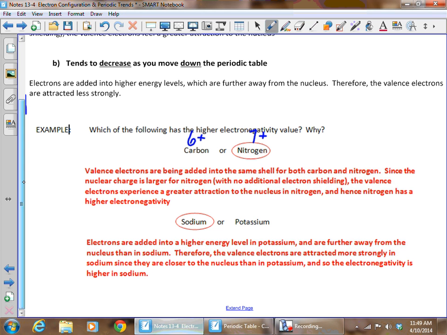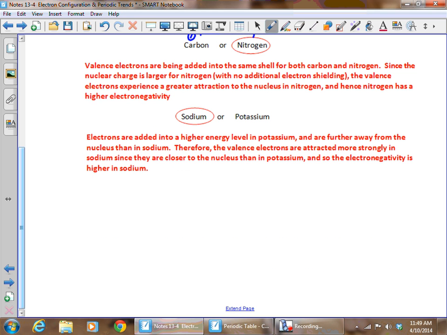Now if we're looking at the difference between sodium and potassium, there's a huge difference in distance for those outside electrons. Sodium has 3 energy levels, potassium has 4. So that valence electron in the third energy level for sodium is going to be closer than it is for potassium. Let's just draw that really quick as a quick visual.